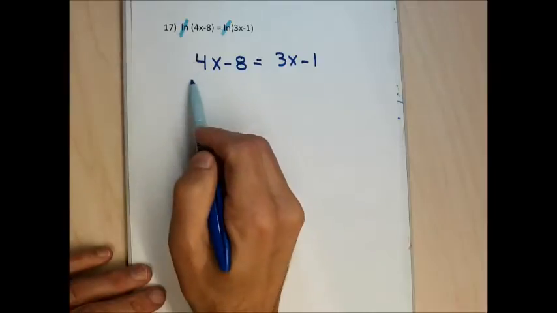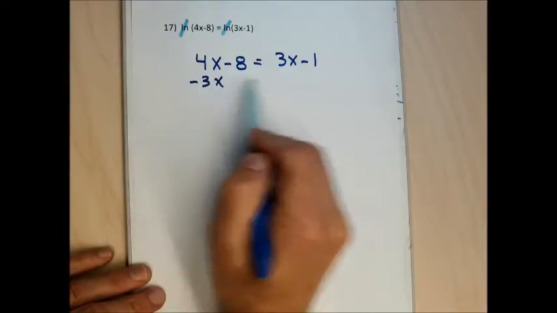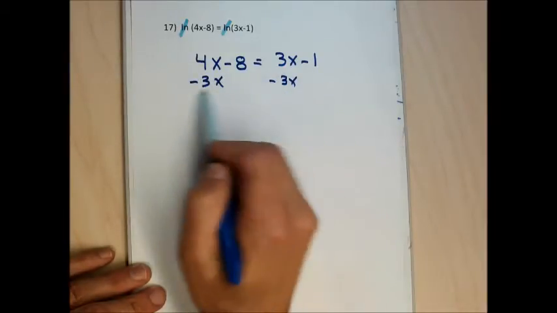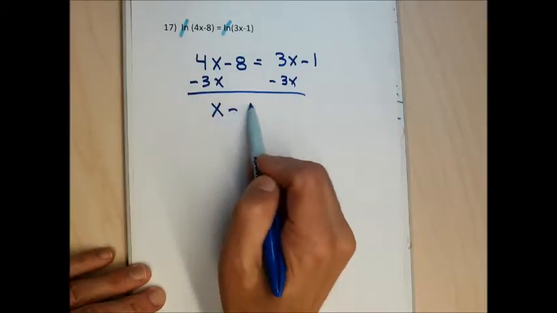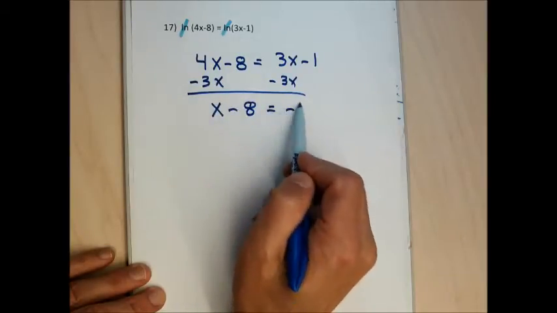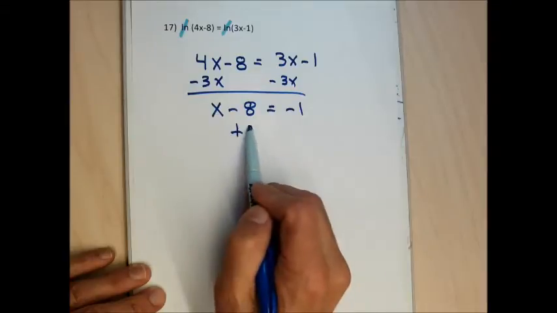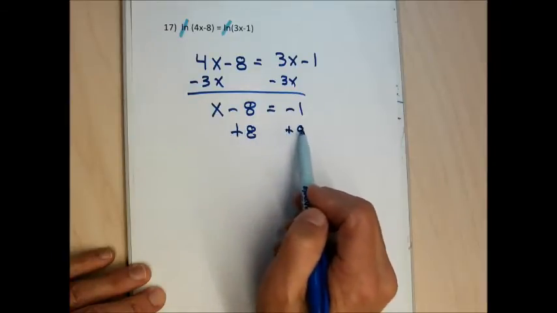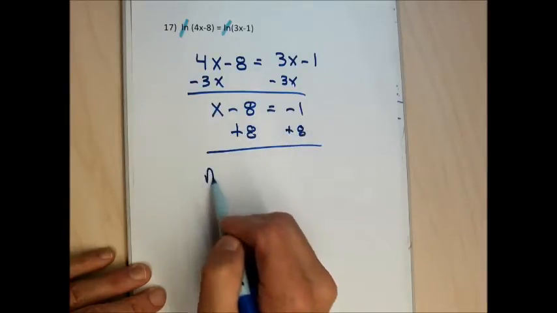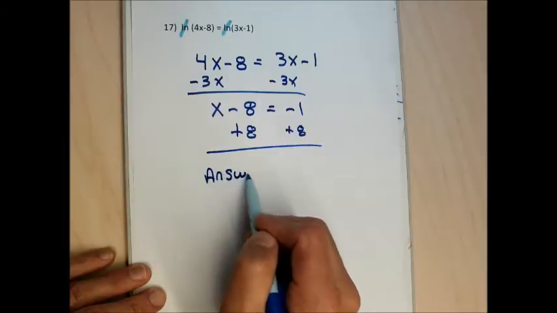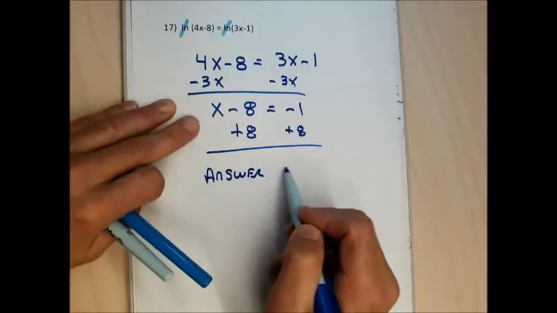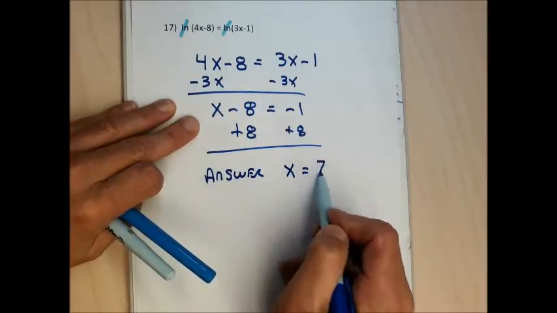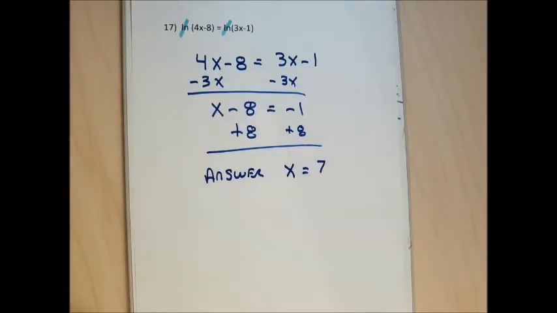Now I just need to solve for x. I'm going to minus 3x from both sides. That's going to give me x minus 8 equals minus 1. And then I'm going to add 8 to both sides. And that's going to give me my answer. On the left-hand side, the 8's are going to cancel. I'm going to be left with my x. And on the right-hand side, the numbers have opposite signs, so I subtract them and take the sign of the larger and get positive 7.